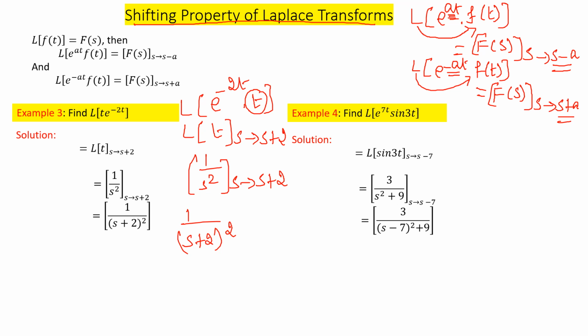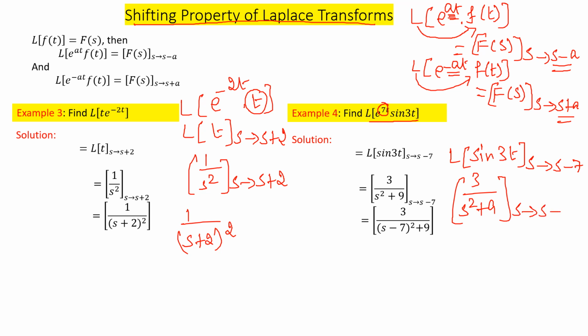Question number 4, Laplace transform of e power 7t into sine 3t. So let us take Laplace transform of sine 3t. Then I have to change s to s minus 7 because we have 7 here. We know that L of sine 3t is going to be 3 by s squared plus a squared, which is 9. Then I have to change s to s minus 7. So this will be 3 by s minus 7 the whole squared plus 9.